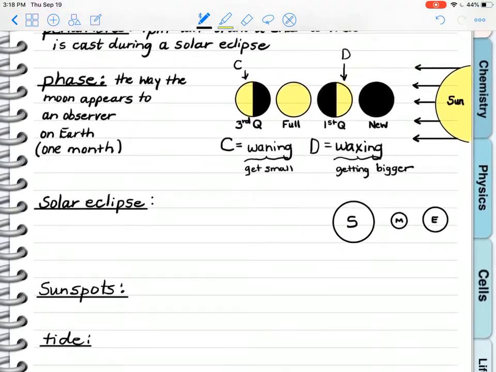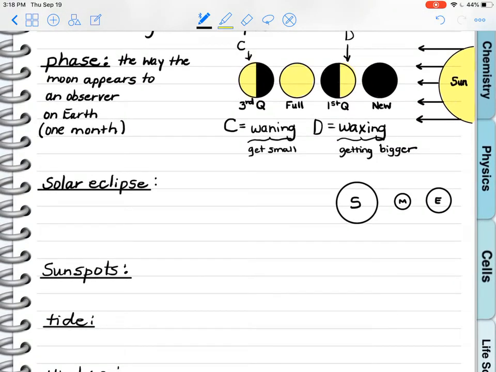Okay, a solar eclipse is the passing of the moon directly between the sun and the earth.